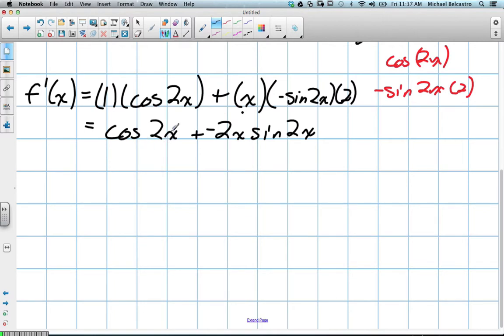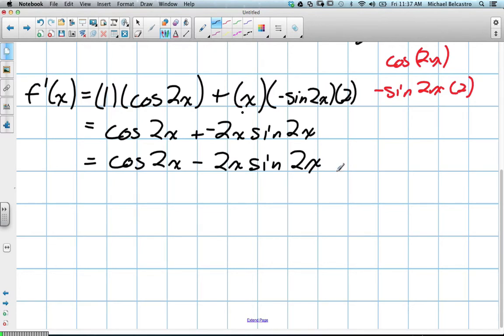Now in this question, why does this look funny? Oh, that's why it looks funny. I've written a lot of these here. So we have cos 2x minus 2x sine 2x. There we go. So from this function, we have our derivative here.